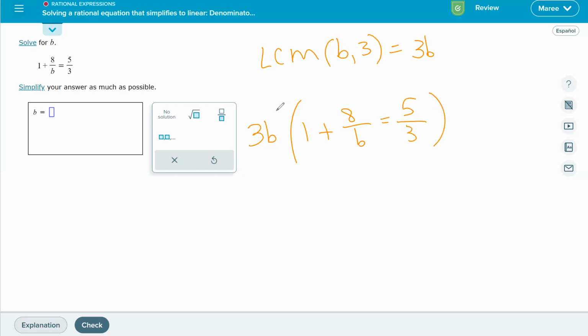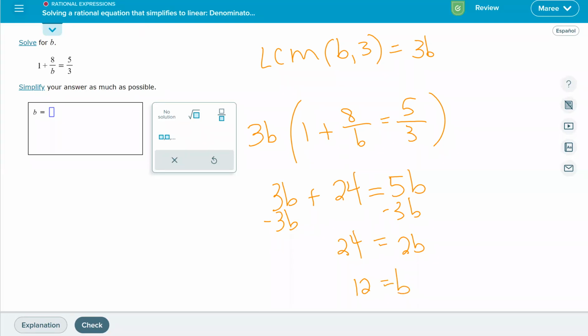When we multiply by 1, we get a 3b. When we multiply by 8 divided by b, the b's are going to cancel, and 3 times 8 is 24. When we multiply 3b by 5/3, the 3's will cancel, and we'll get 5b. So then we can subtract 3b from both sides. We're now at the point where we can solve for b, divide by 2, and b equals 12.